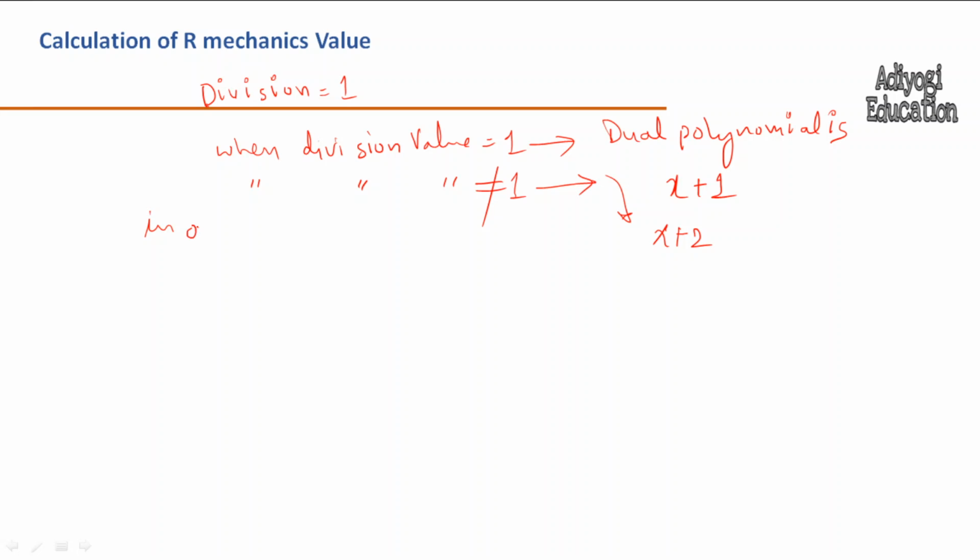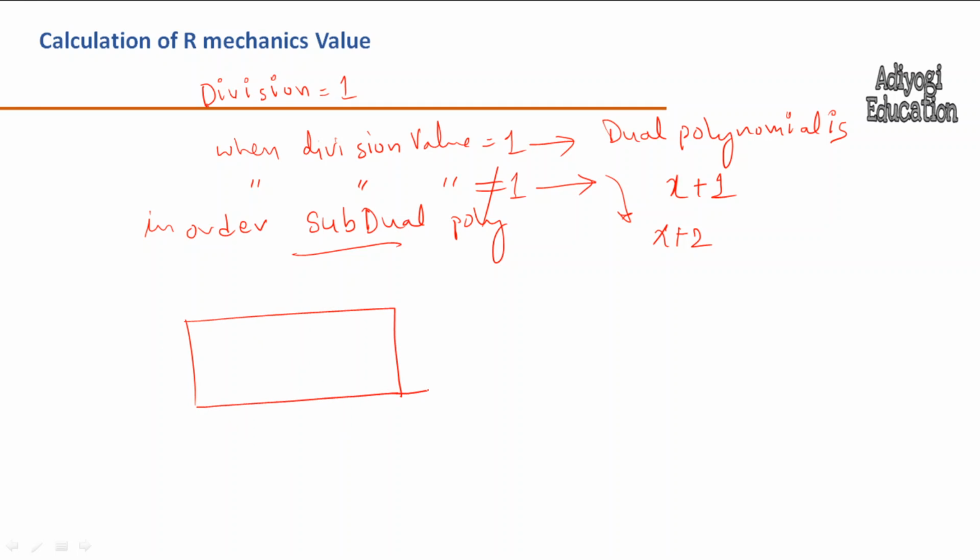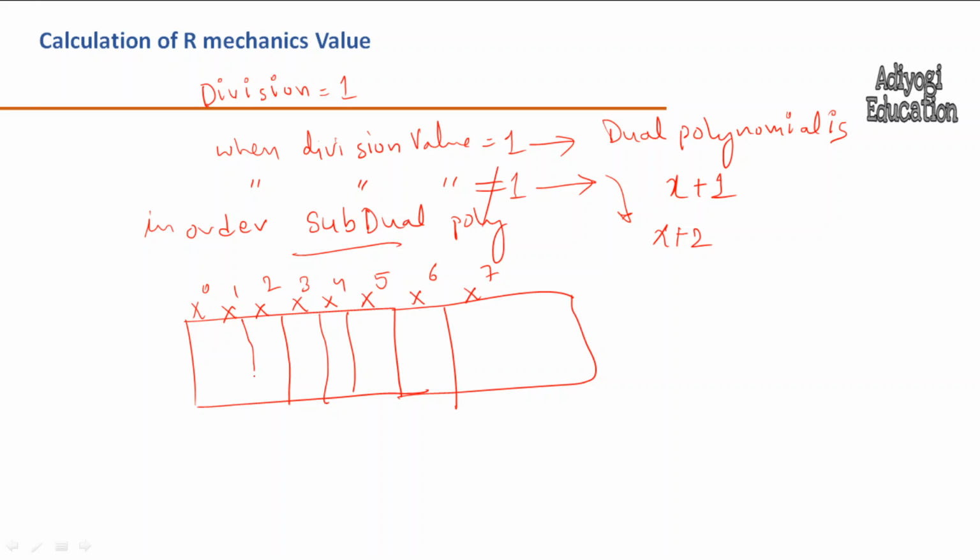Now, in order to calculate the subdual polynomial, we need to form a table and we need to write x power 1, 2, 3, 4, 5. Let me extend the table: 6 and 7. This table is called the primitive dual polynomial table of 0 and 1. This is the basic table you need to remember at all times.